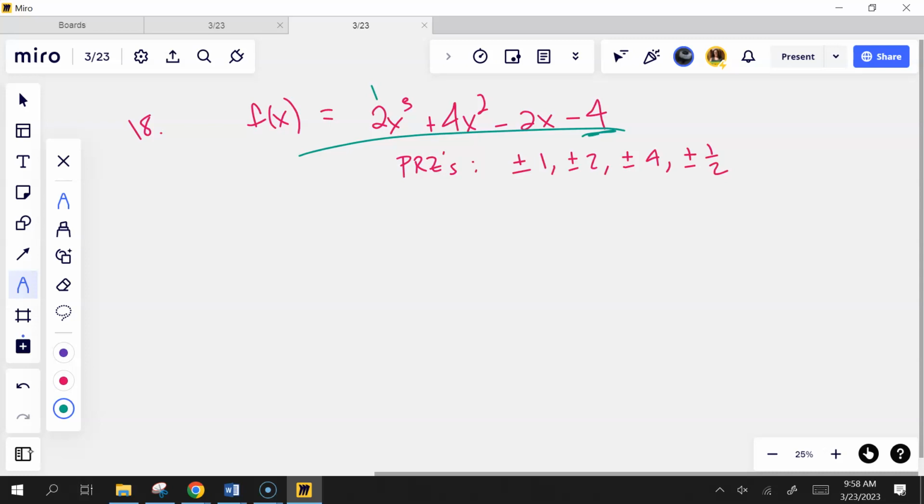Where'd that 1/2 come from, though? So it's plus or minus 1, 2, 4 divided by 1, 2, and 4, and then you divide them all by.